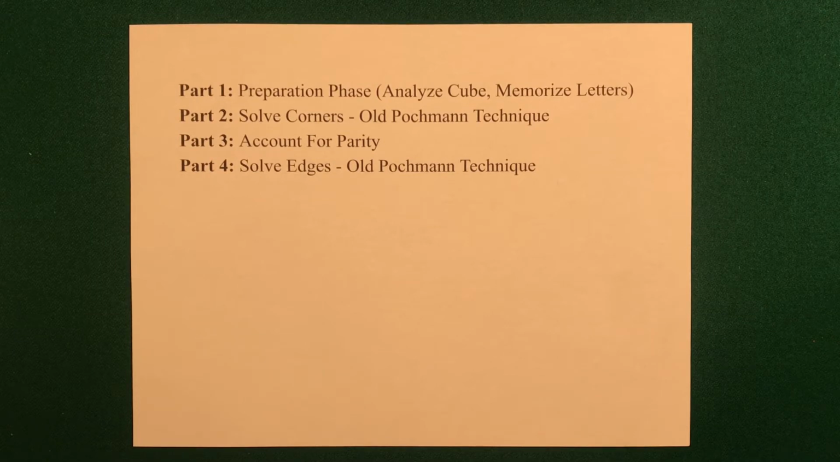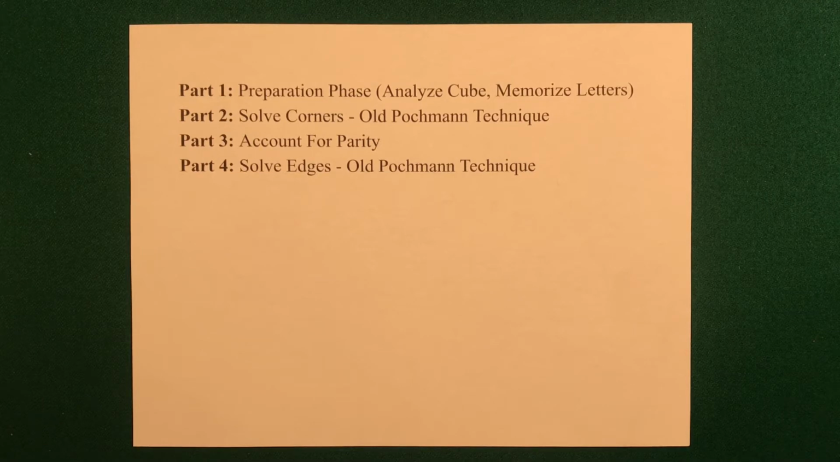The actual process of solving a Rubik's Cube blindfolded is divided into 4 parts. Part 1 is the preparation phase, during which we will analyze the cube and memorize a sequence of approximately 20 letters using a nifty mnemonic technique that will be explained later in this tutorial. Then, you will put on your blindfold and begin the solve.